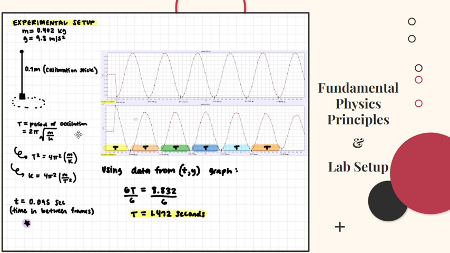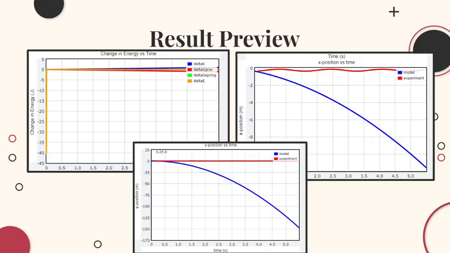T is the period of oscillation, and it's equal to 2 pi times the square root of m over k, which is the spring constant, and you can get these two formulas from that. Here is the time between frames, which is possibly needed, but it's just good to note. And here is the period with respect to y, which is going to be the vertical change in the oscillation. And this one. Result preview of this experiment.